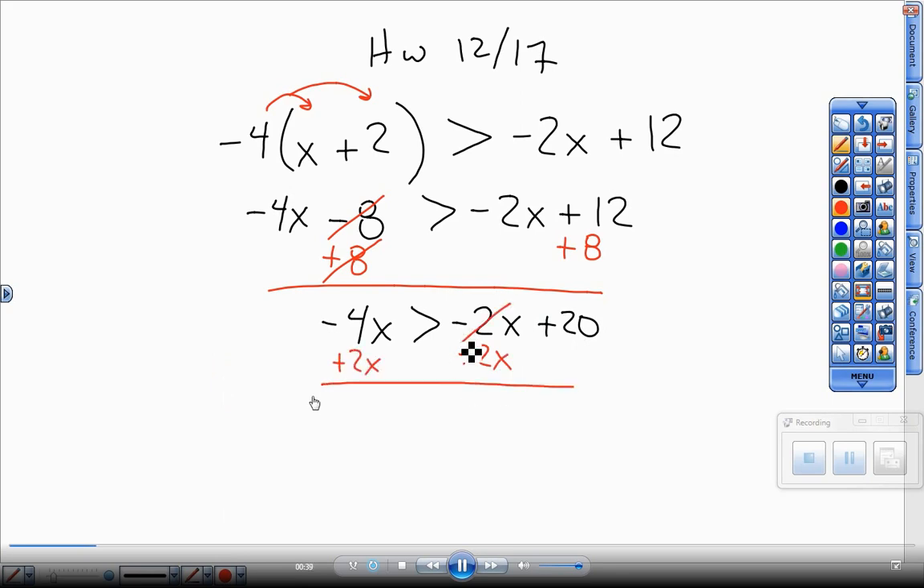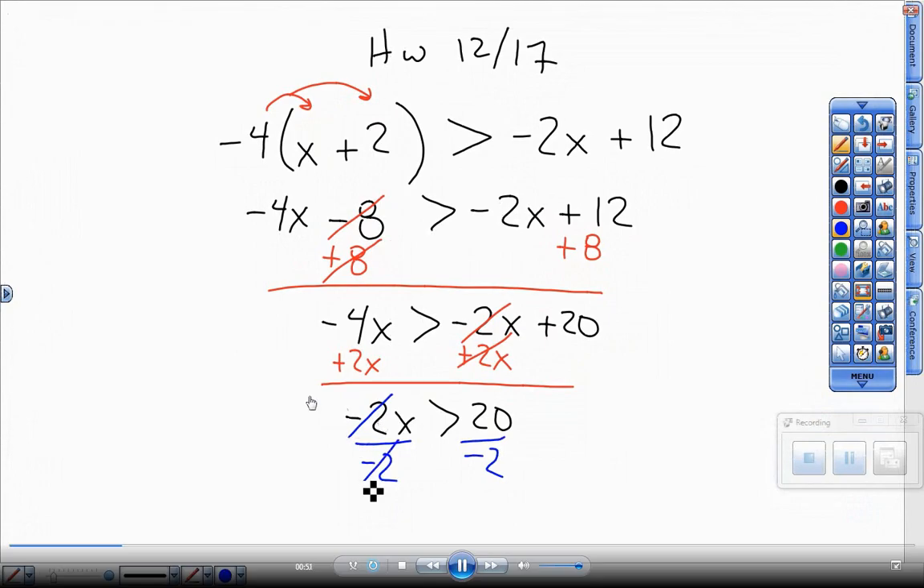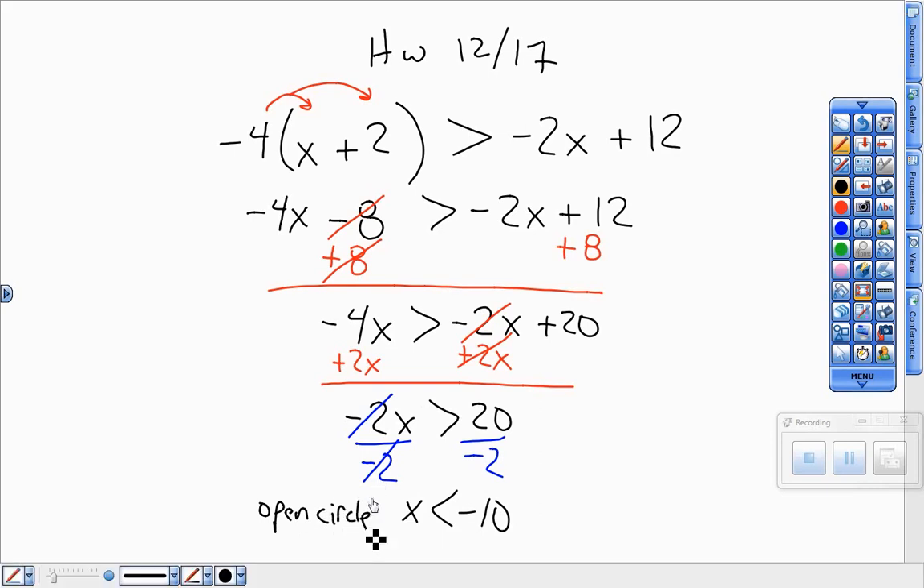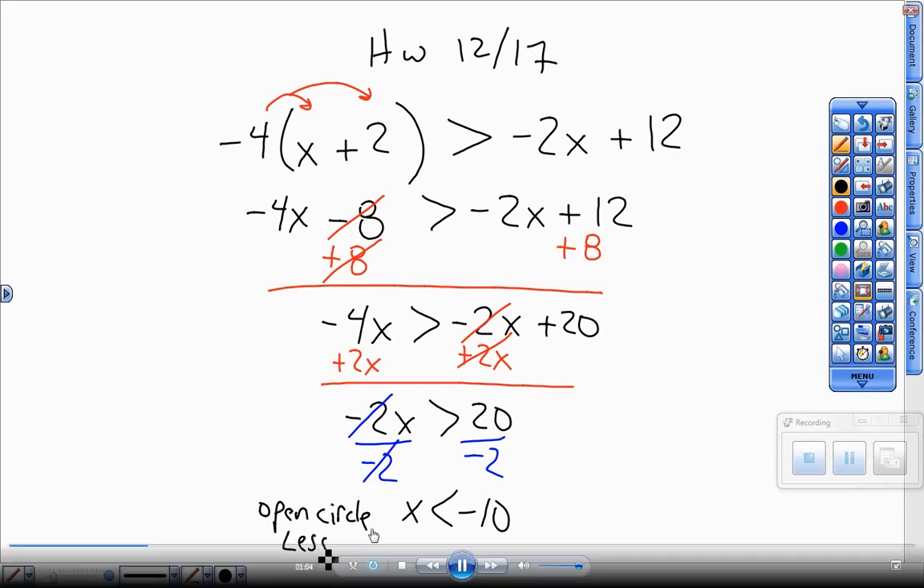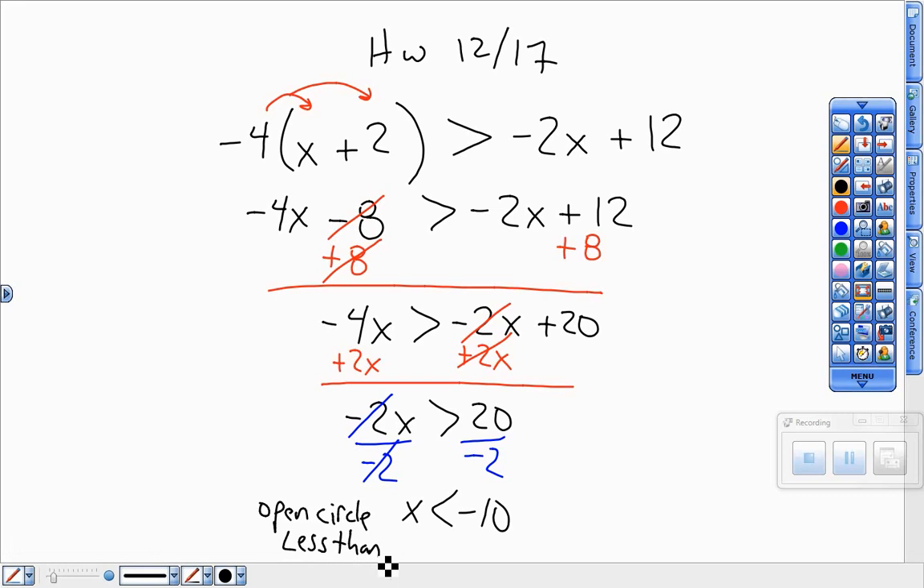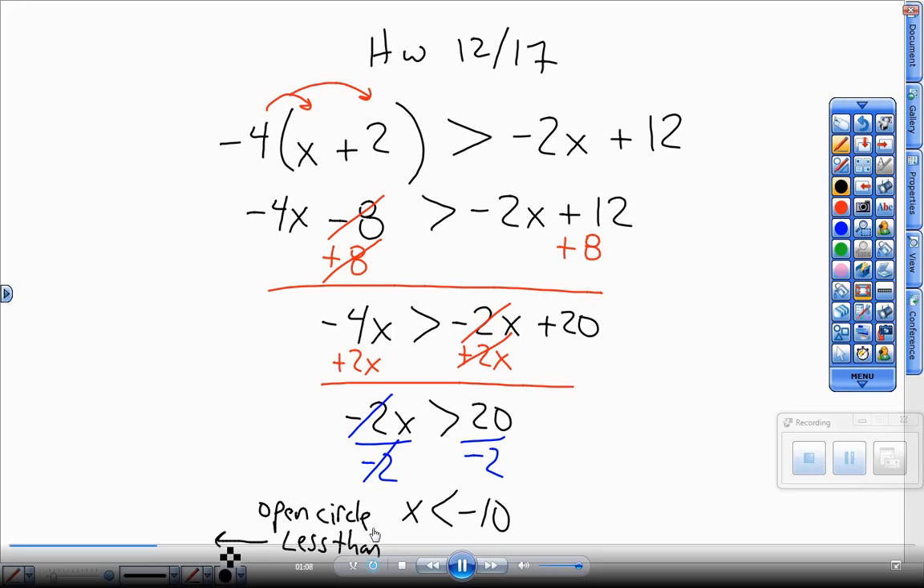Gives me -2x is more than 20. And then right there, I'm going to divide both sides by -2. Divide by -2. That flips my inequality around, so it's not more than anymore, it's less than, and this gives me -10. So that on a number line will be an open circle, with an arrow pointing to the left, because that's the direction of numbers decreasing, less than.